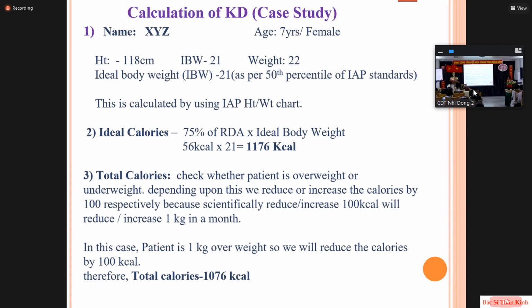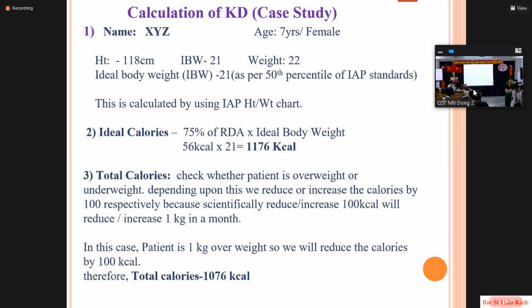At our center, we use IAP growth charts for any patients above 5 years of age, and for any patients who are below 5 years of age, we use the ICMR growth charts, which stands for Indian Council of Medical Research. So you'll have to use the growth charts of Vietnam's norms mainly.